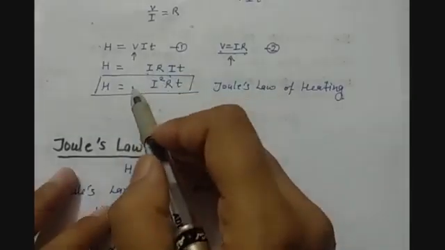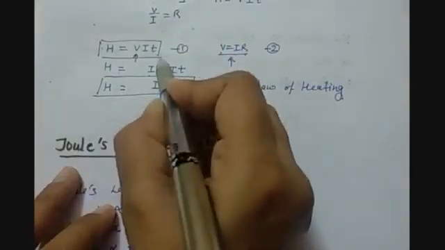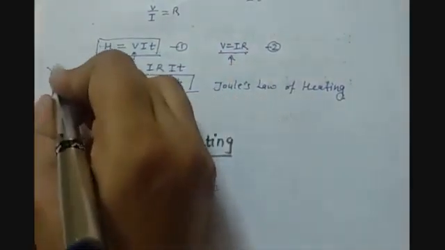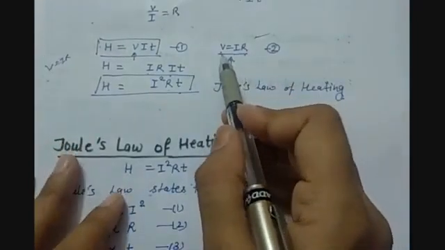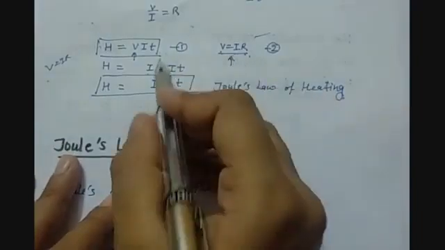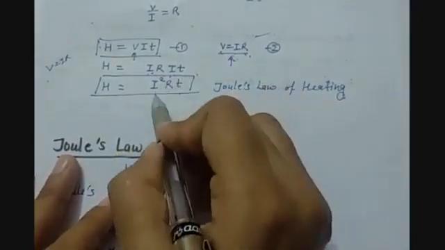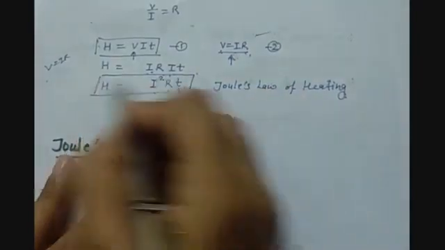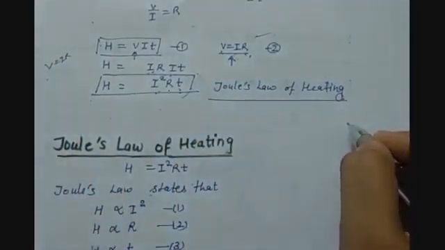Now we have some modifications of this formula. H = V into I into T, and as we have V = IR from Ohm's law, if we put the value of V = IR into this equation, we get I R I T. So that becomes I squared R T. This particular formula is known as Joule's law of heating.